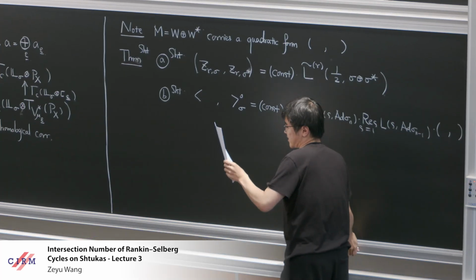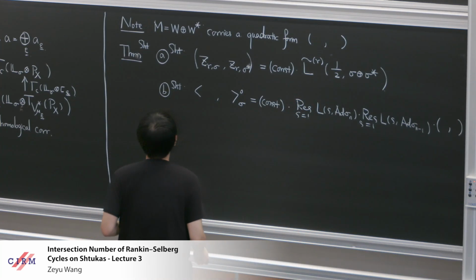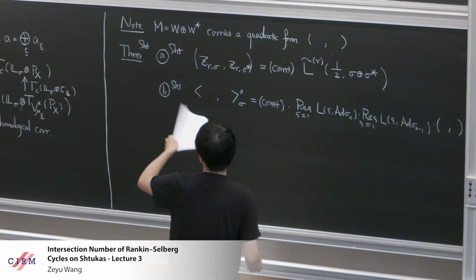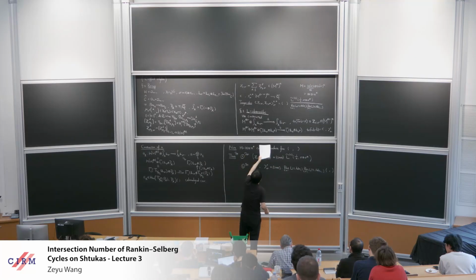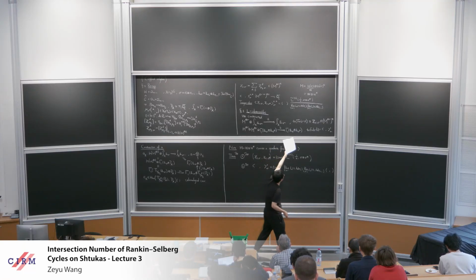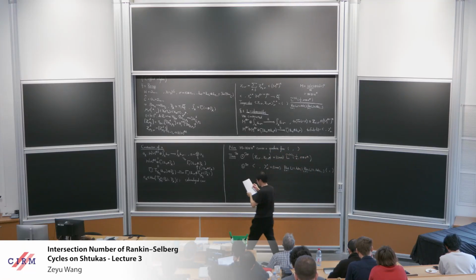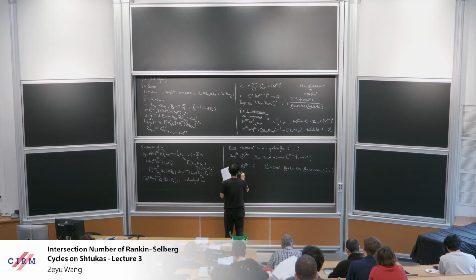So to prove this theorem, you really want to understand this map A and B. And actually, that's the only thing you need to understand, because once you understand them, you take trace, you know what are these two things. So our goal is to understand A and B.